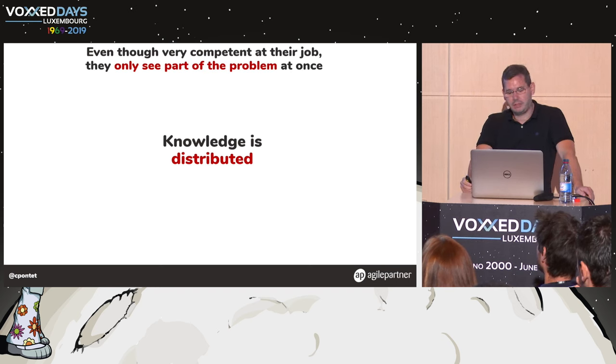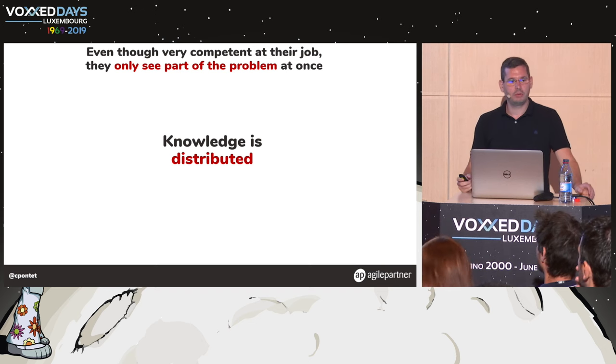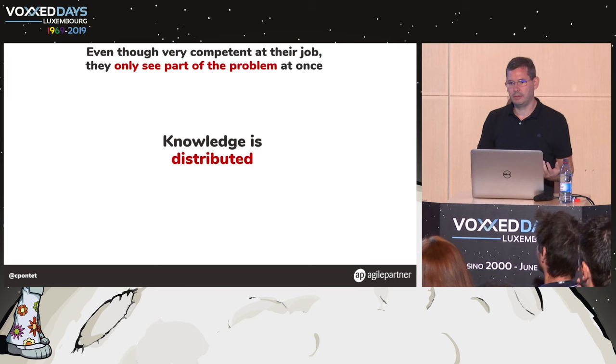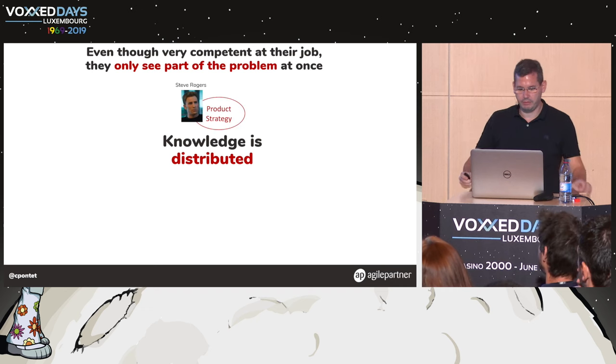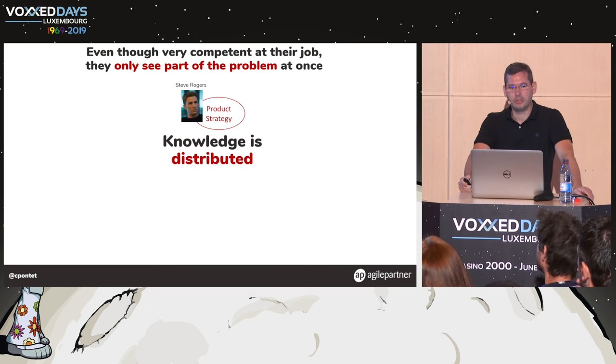The problem is that within the Avengers and this great team, the knowledge is distributed. And it should remind you something about your own context in large companies, for example. So we have Steve Rogers, who is in charge of product strategy. He's kind of the leader, so he has charisma, he's inspiring. He's in charge of the product strategy because of that.